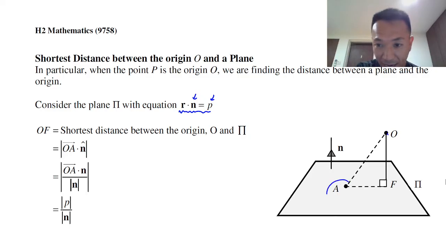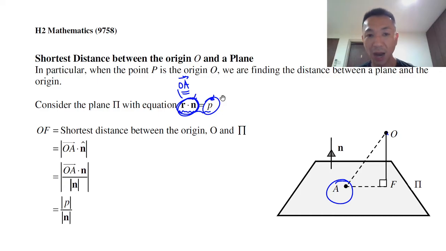Because A clearly lies on the plane, OA dot N, you substitute this in, must definitely be equal to P. I repeat one more time, because A lies on the plane, OA dot N must be P. So this one must be P. So in the end, it's modulus of P divided by the magnitude of N.